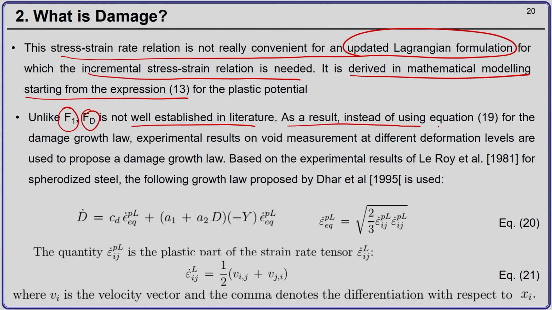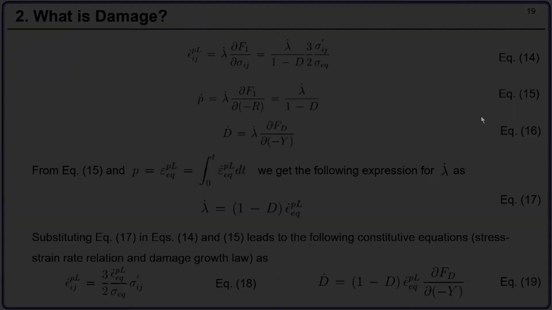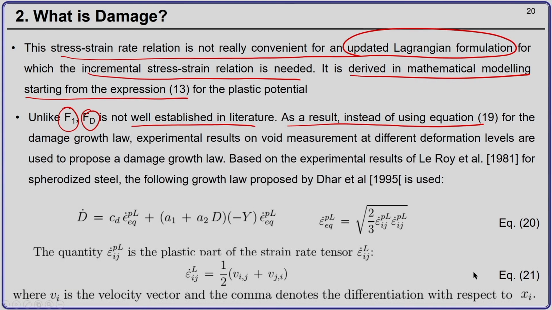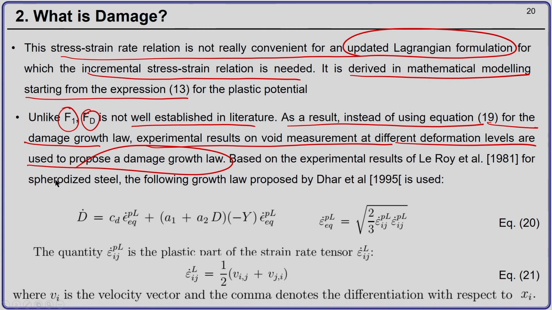As a result, instead of directly using equation 19, so what was equation 19? This was equation 19. Because FD is not known, what we usually do is, instead of using equation 19 for the damage growth law, experimental results for void growth measurement at different deformation levels are used to propose the damage growth law.